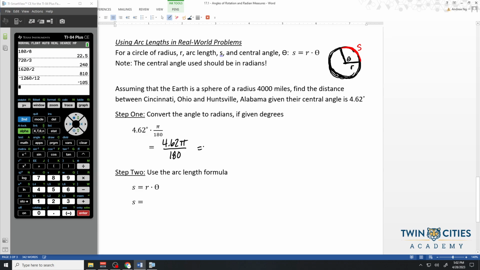Let's reduce this. 4.62 divided by 180. Math, enter, enter. This will be 77 over 3,000. I'll say 77 pi over 3,000.